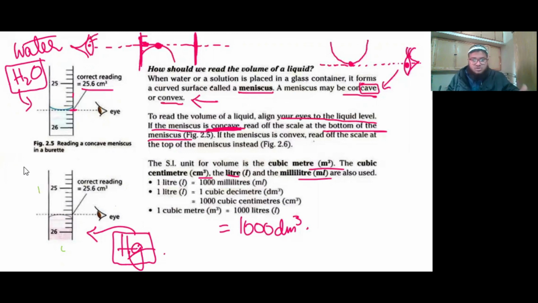This concludes this talk on how to read off the levels of liquid in different instruments, in this case a burette. This is how you're going to read it, and this applies to almost any apparatus for measuring liquid levels.